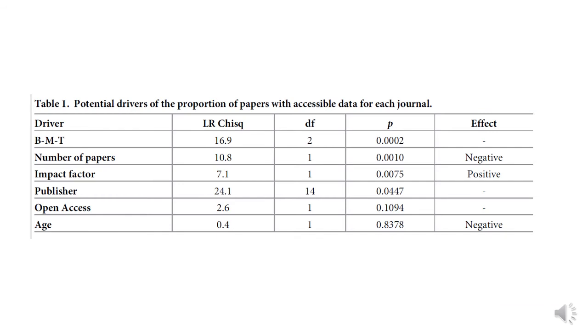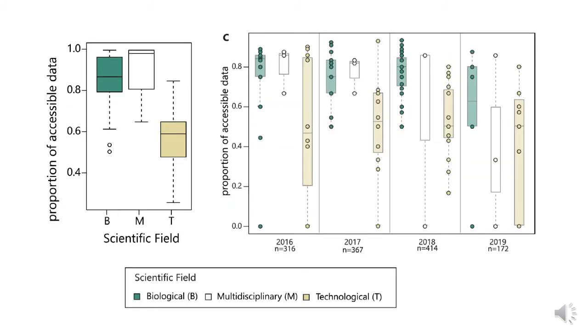We then checked which were the drivers of this, considering if the journal was biological, multidisciplinary, or more a technical journal, meaning engineering-oriented, the number of papers published per year by this journal, the impact factor of the journal, the publisher, whether or not the journal was open access, and the age of the journal. We found that the strongest effect was the discipline of the journal. Not reporting accession numbers was particularly common in technological journals, where only about 50% of the articles report accession numbers. Moreover, we found an increase of not reporting accession numbers with time between 2016 and 2019.